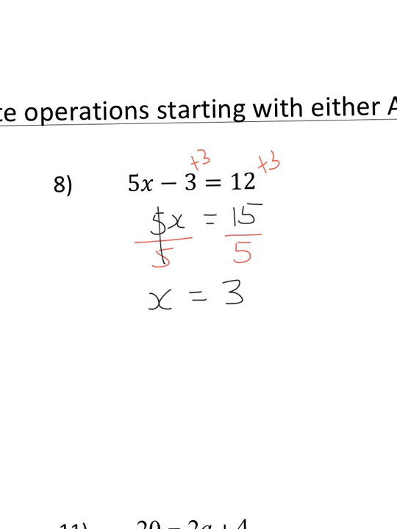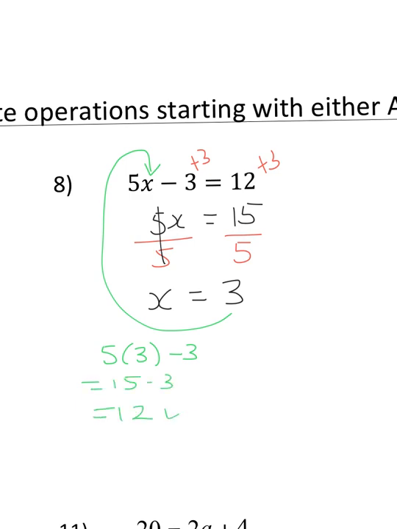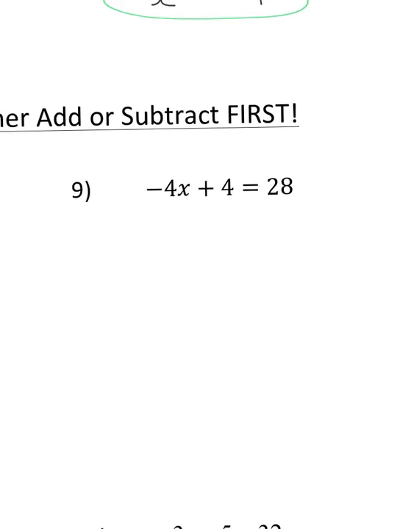Okay, so if I want to go and check my work, I can take my positive 3 and plug it right back in. 5 times 3 minus 3. That gives 15 minus 3, and that equals 12, like the question said it would. Okay, let's try this guy over here.